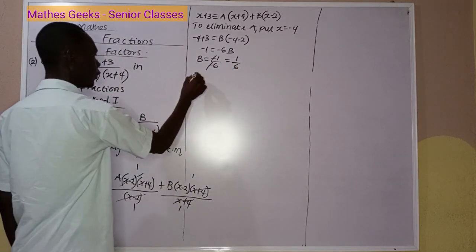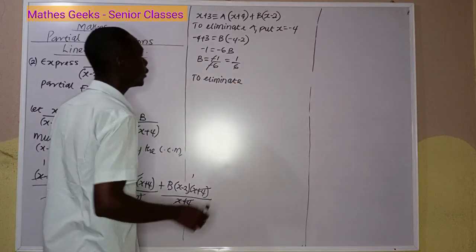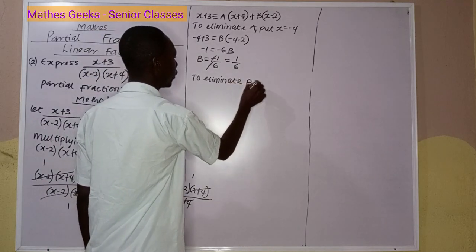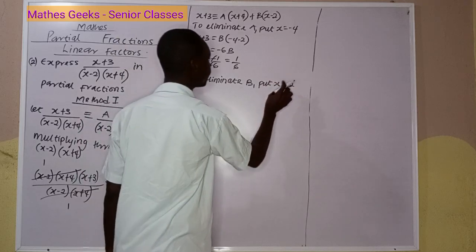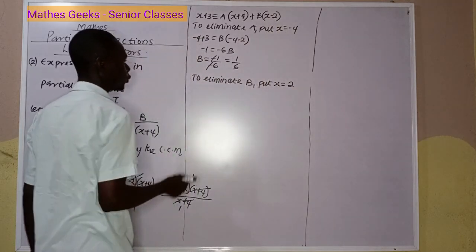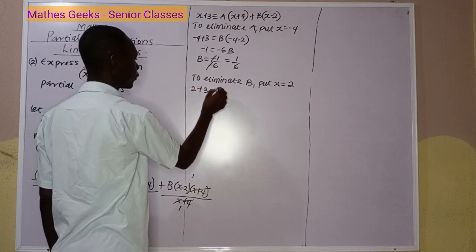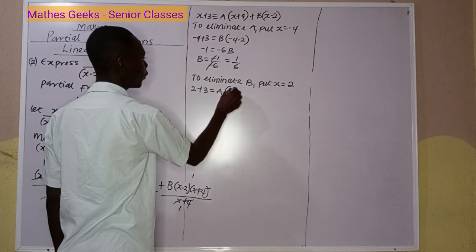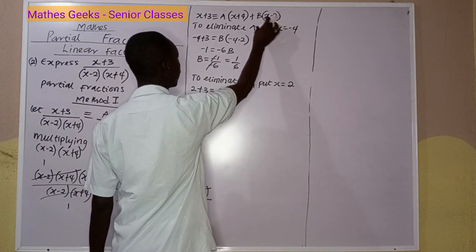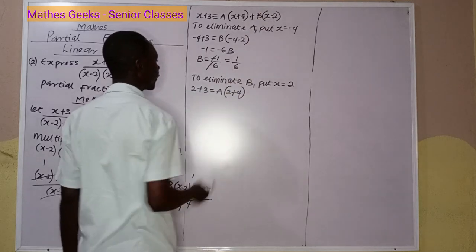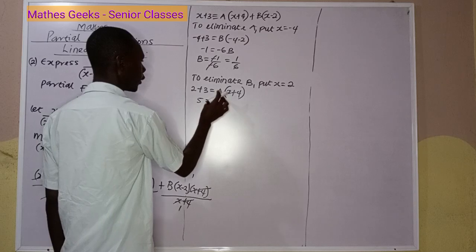Okay, to eliminate B, put x equals to 2, which is the opposite of minus 2. So we're going to have 2 plus 3 is equals to A times 2 plus 4. And here, 2 minus 2 is 0. 0 times B is 0, which means that B has been eliminated. Okay, so 2 plus 3 is 5, and 2 plus 4 is 6.